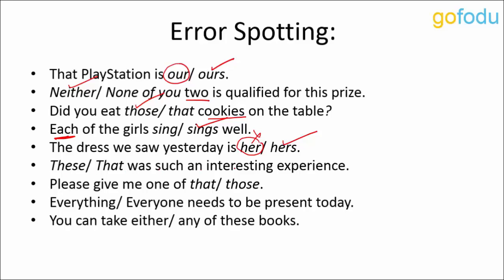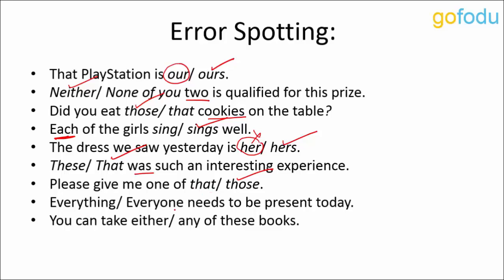That was such an interesting experience. Now over here, was. That means we have to talk about singular. So that would be correct. These is used in the case of plural. So that was such an interesting experience. Please give me one of that or one of those. Now over here also you're asking about one of. That means there are a lot of things. You're asking one out of those things. So it has to be those. That is used for singular.